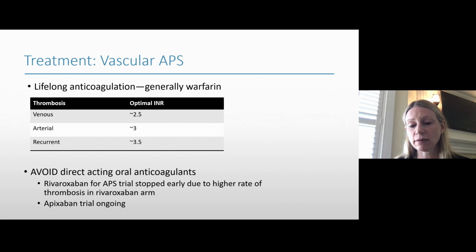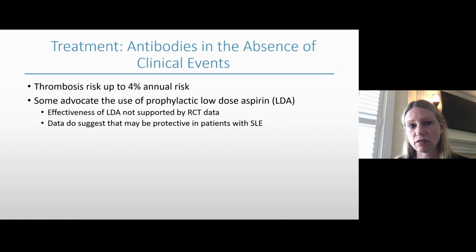Rivaroxaban for APS was studied in 2 different trials that were stopped early due to a higher rate of thrombosis in the rivaroxaban arm. So there is an apixaban trial ongoing, but based on what we know at this point, given the higher rate of thrombosis and in particular of strokes in the rivaroxaban arms of the trials that have been done, it would not be advisable or safe to use direct-acting oral anticoagulants at this time for antiphospholipid syndrome.